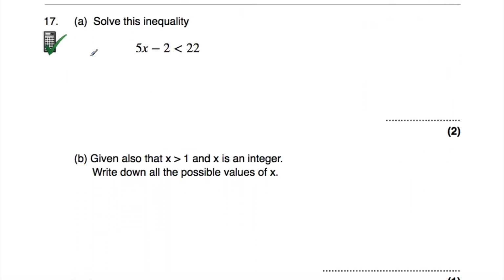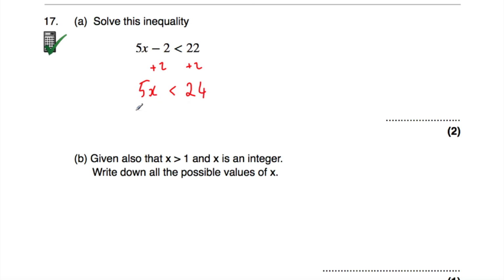Question 17a says, solve the inequality 5x subtract 2 is less than 22. So we want to get the x on its own, so let's add 2 to both sides of the inequality. On the left hand side, we're adding 2 to get rid of the take away 2, so we're just going to be left with 5x, and that's less than 22 plus 2, which is equal to 24. So we've now got that 5x is less than 24.